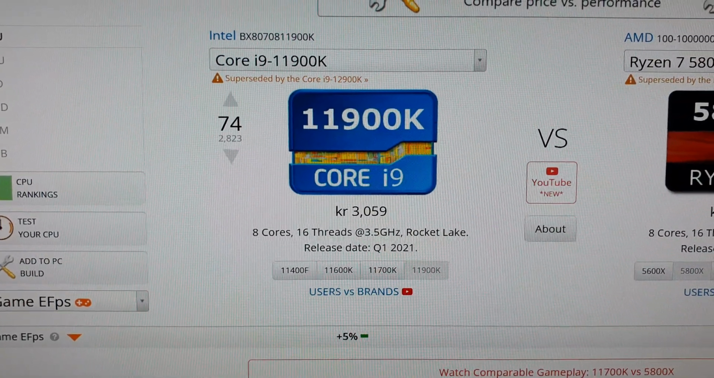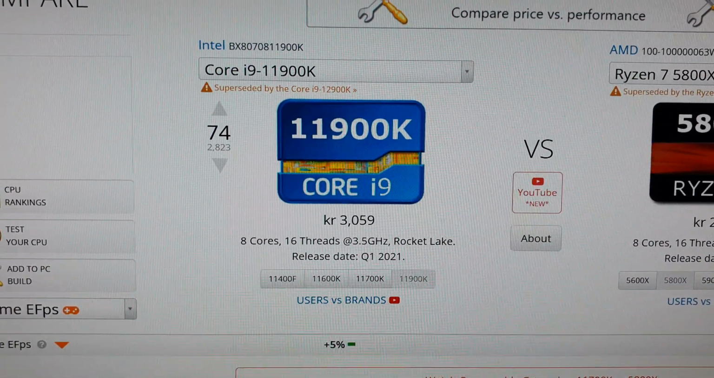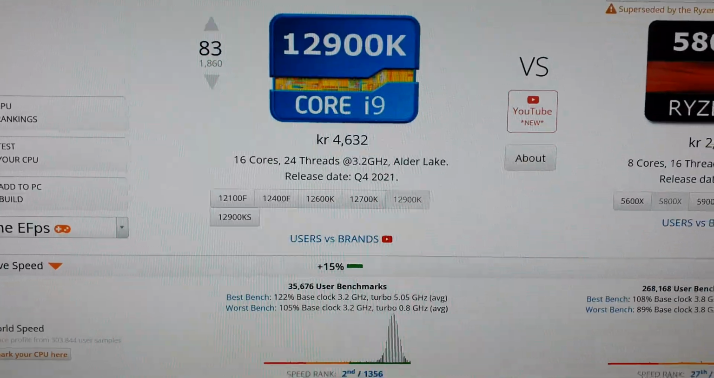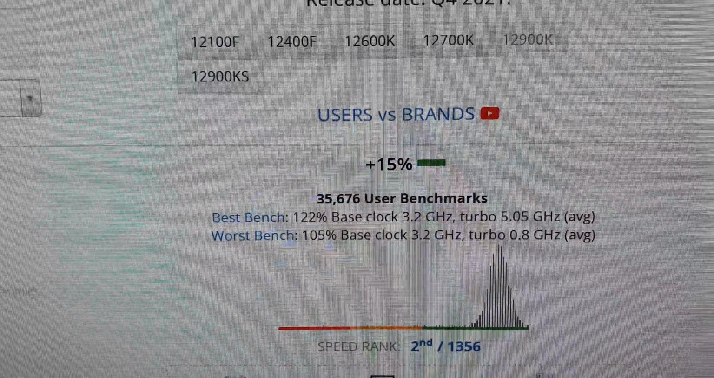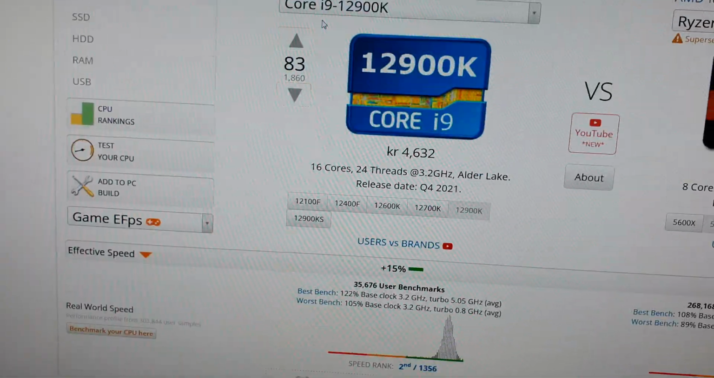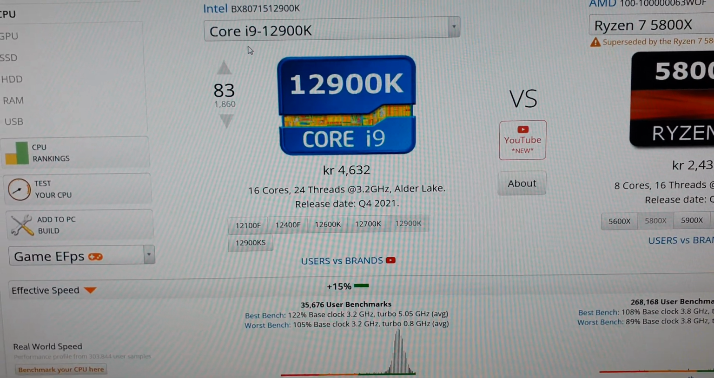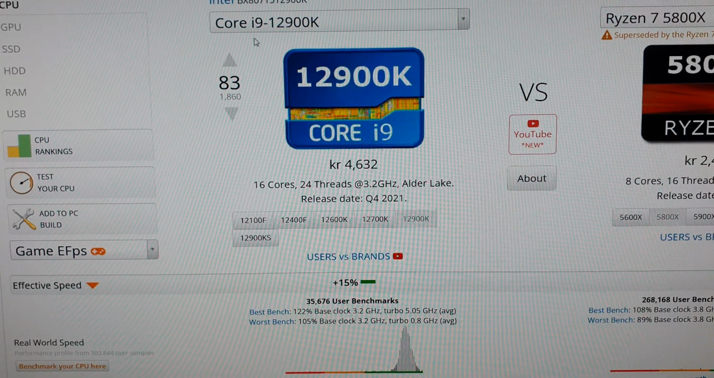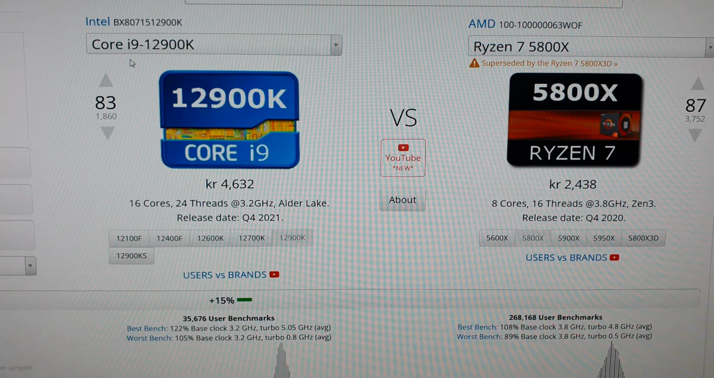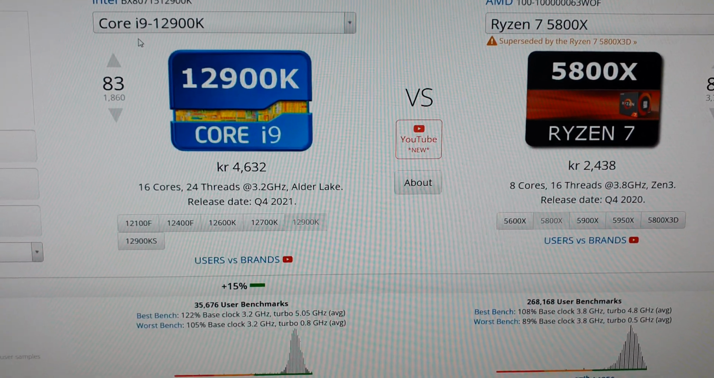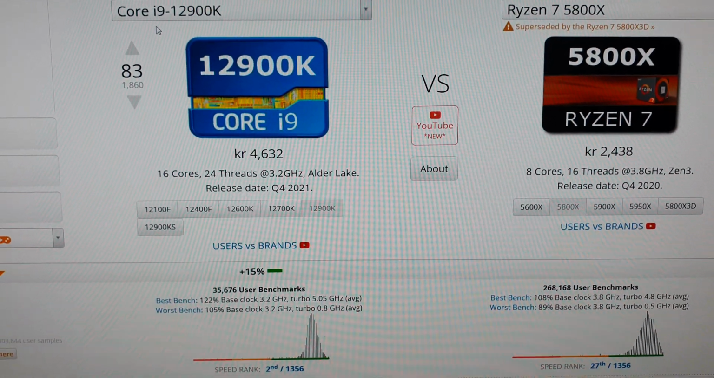Then Intel launched the 12th generation, and we're going to have a look at that, because with the 12th generation there is a jump. As you can see, we have a jump of 15%. So the i9-12900K, the 12th generation, the newest Intel as of today, actually is 15% faster than the Ryzen 7 5800X. Now that is significant. You can notice 15%.